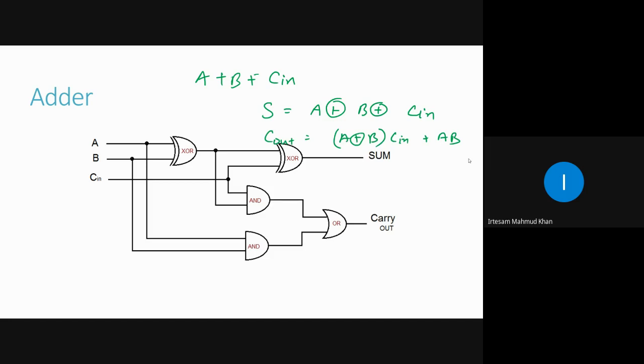And we'll discuss these equations a lot more in detail. But for now, just get the basic idea that we can add three bits by XORing them, and we can get the Cout, the carry of the addition of these three bits, with this equation: (A XOR B) AND C in, OR A AND B. Okay.